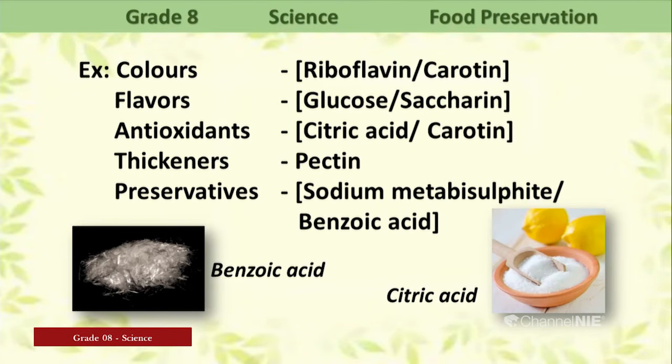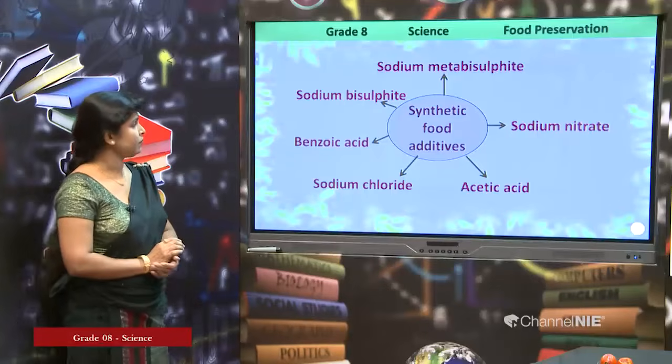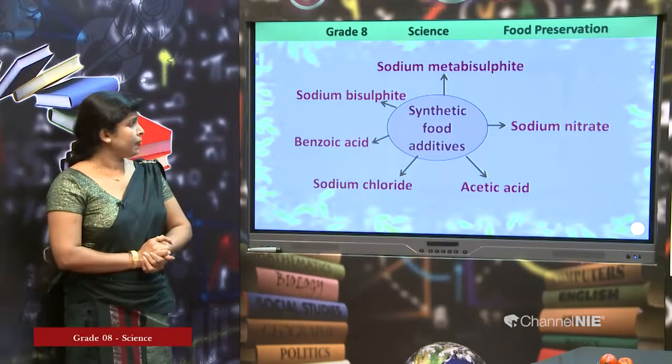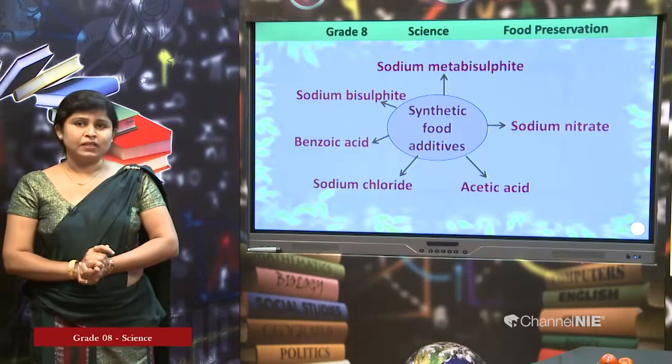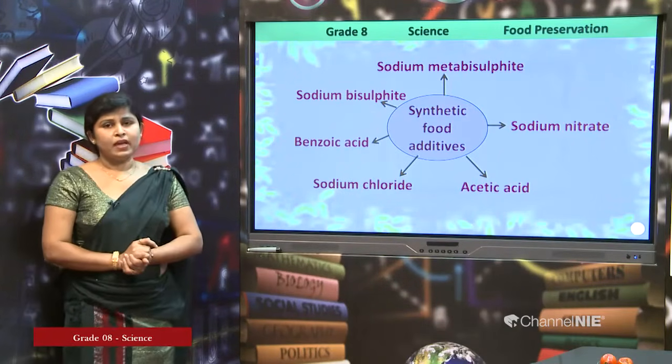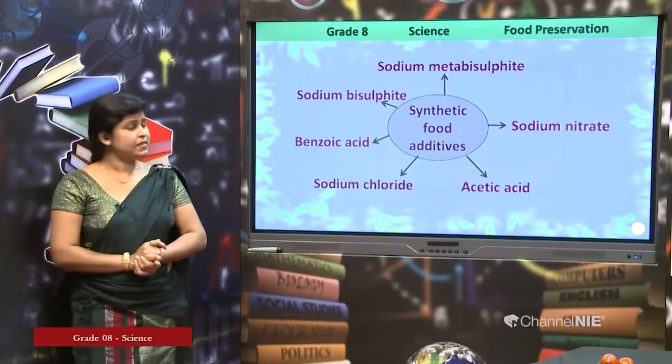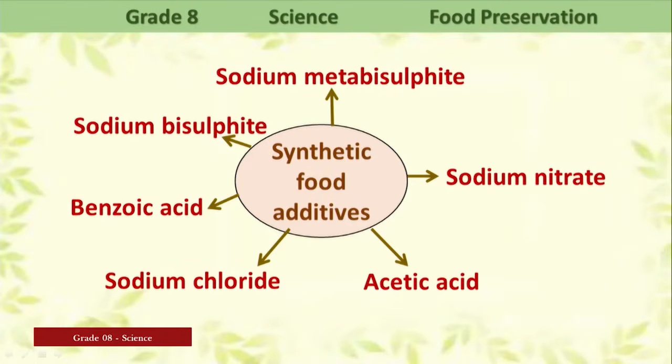Here I have given you two pictures of benzoic acid and citric acid. You may have not seen them. Right. If you can, it is better to take down these things. Synthetic food additives, I have given you some examples. Sodium metabisulfite, all are chemicals. Then sodium nitrate, acetic acid, sodium chloride, it is known as a normal salt, and benzoic acid and sodium bisulfite. Here are the synthetic food additives that are mostly used in the preservation of food.